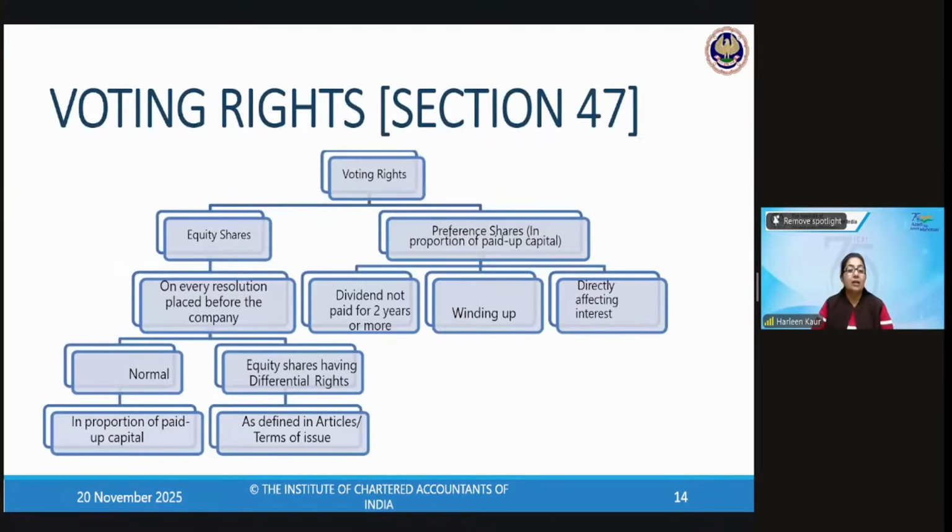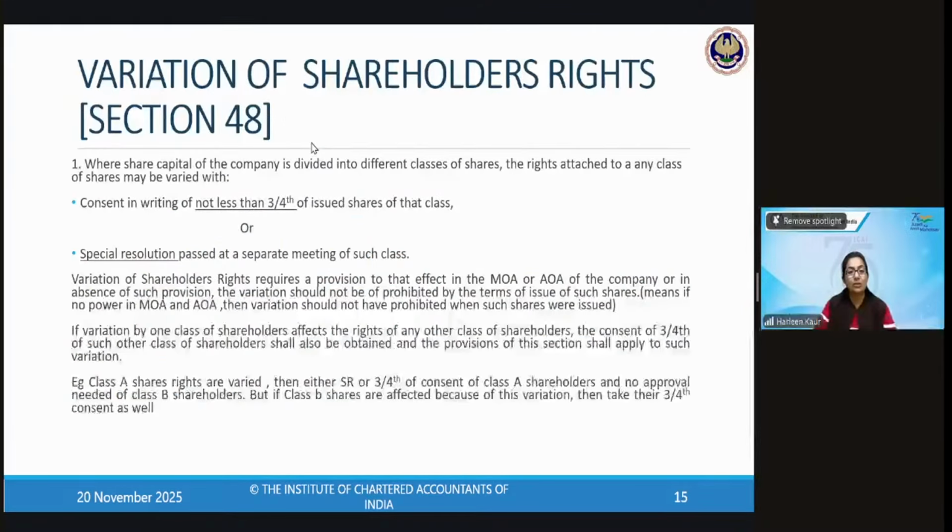After that, we had voting rights, that is section 47. It's a very, very simple section. I'll do one more section and then we'll go to the question answers round. So what is the meaning of variation of shareholders' rights? Do you remember that the shareholders' rights can also be varied? Varied means changed. Can the shareholder's rights be varied, changed? Yes, under section 48, yes ma'am, we can vary the shareholder voting rights.